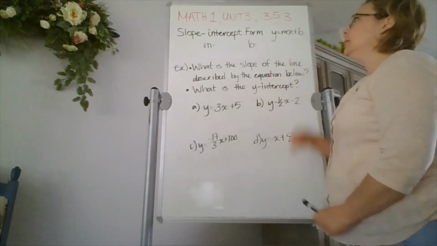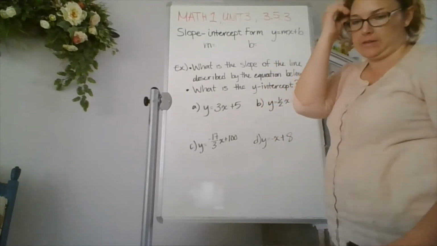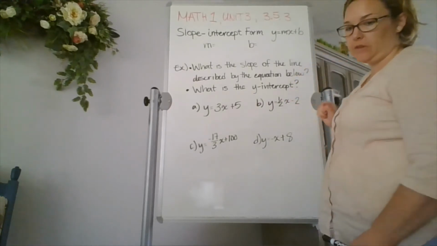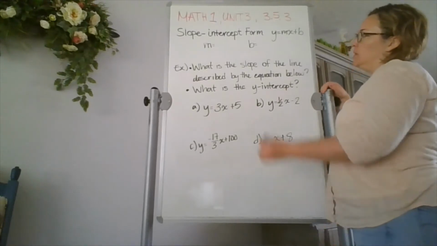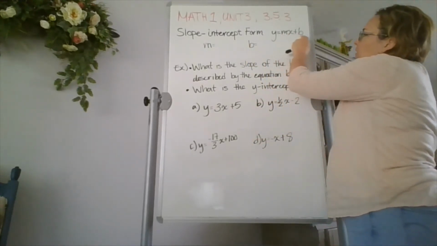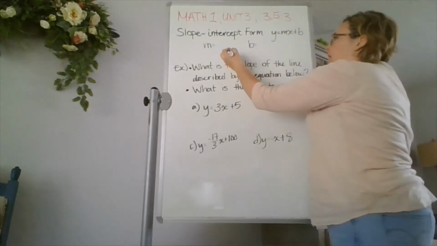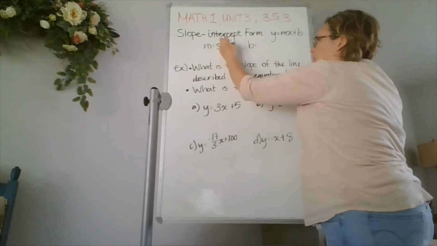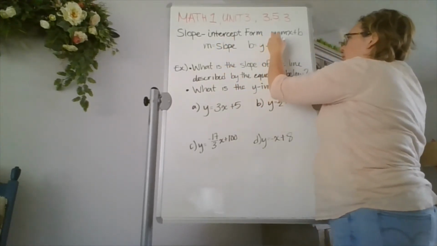All right, so this quiz is about slope-intercept form. That's not what the quiz is called. It's called Equations of Lines, Part 1. So it deals with slope-intercept form, though. Slope-intercept form is y equals mx plus b, where m is the slope of the line, and b is the y-intercept.